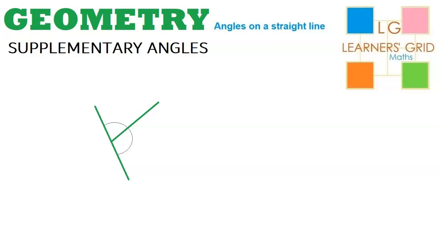In this tutorial, we'll be looking at supplementary angles. Supplementary angles are special angles on a straight line in that two angles must total a sum of 180 degrees. So 180 is our key number over here. And remember, we're talking about two angles.